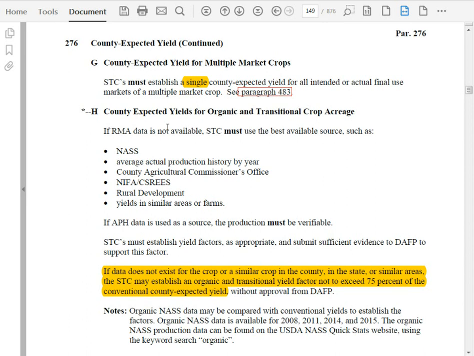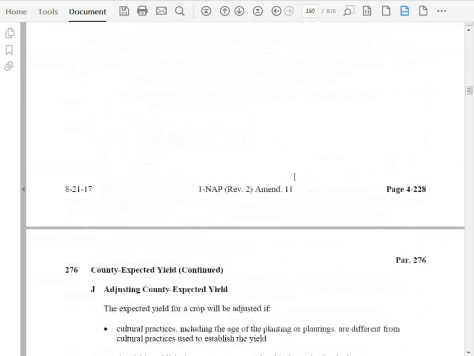If data does not exist for the crop or similar crop in the county, in the state, or in similar areas, the state committee may establish an organic or transition yield factor not to exceed 75% of the conventional county expected yield. In other words, if we don't have great data to show what the yield for organic, say, okra is, they could decide to take the conventional yield for okra and reduce it by a set percentage. As long as it's at least 75% of the conventional yield, then there's no review or approval from DAFP required.